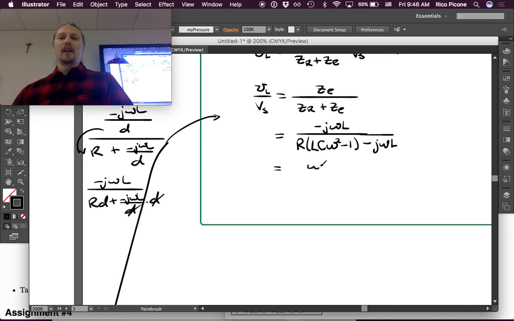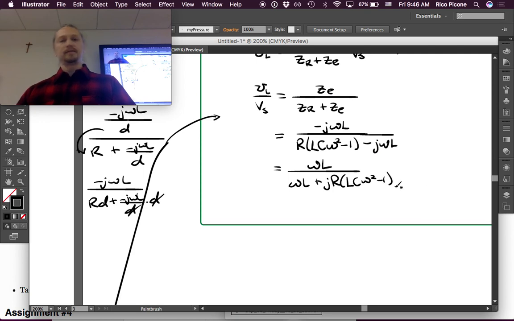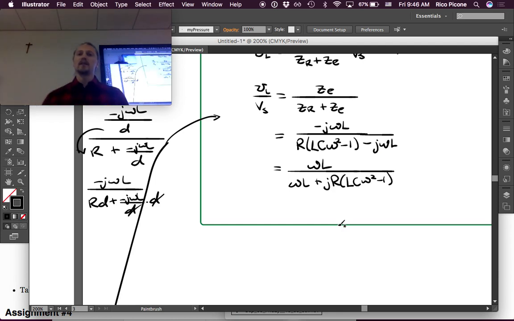So just for fun, just to make it a little easier on ourselves, we're going to say j over j, so j times j is -1. So that makes us positive. In the denominator, we're going to take this term and move it to the front because it's going to become the real term. So j times j is -1, so that gives us positive omega L. And then we're going to have plus j R, LC omega squared minus 1. This just makes it a little bit nicer to work with. And now let's turn them into phasors.